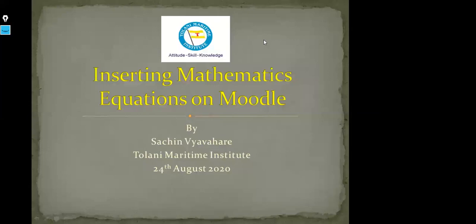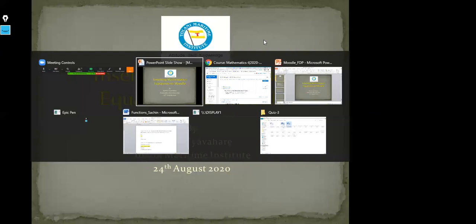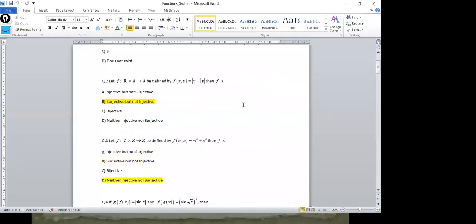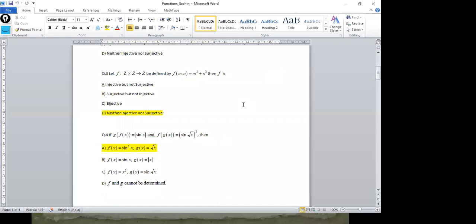Before that, I will show you a Word file. Here are a few of the MCQs I prepared, and out of these I selected this fourth MCQ. The reason is that it has a number of maths equations. So I will show you this fourth MCQ on Moodle, how it looks, using the equation editor.